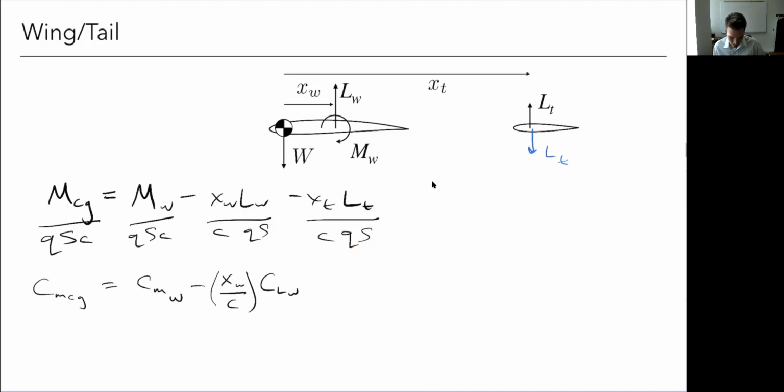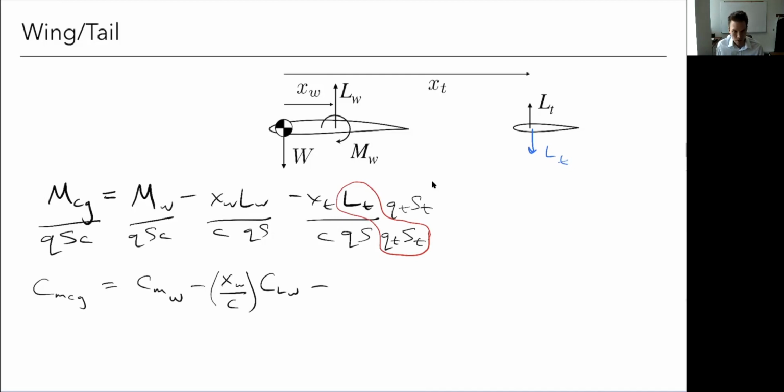This is not CL of my tail, because for CL of my tail I need to normalize by the area of the tail and the dynamic pressure at the tail, which is not necessarily the same as the dynamic pressure at the wing. So what I'm going to do, let's multiply and divide by Q tail, S tail. I'm going to put that on top and bottom. And so now this term here is CL of my tail, right? Because I got to normalize the tail by its own properties. That's what we normally would do.